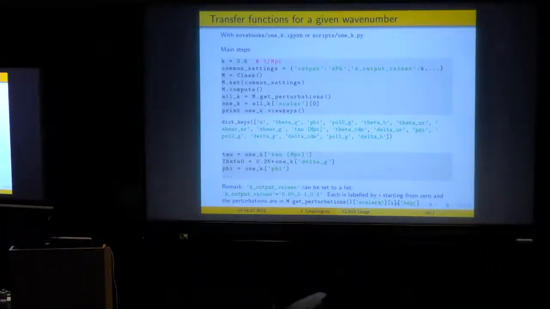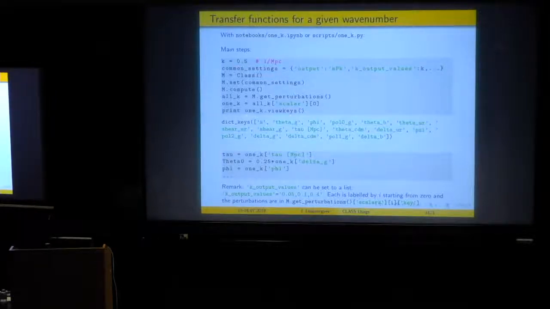It's k_output_values. We have not yet seen k_output_values. So k_output_values will be one or a list of values of k at which you want to store the full time evolution of the perturbations. In this example, I only want one value of k. If I wanted many values of k, I would pass here a string with numbers separated by commas.